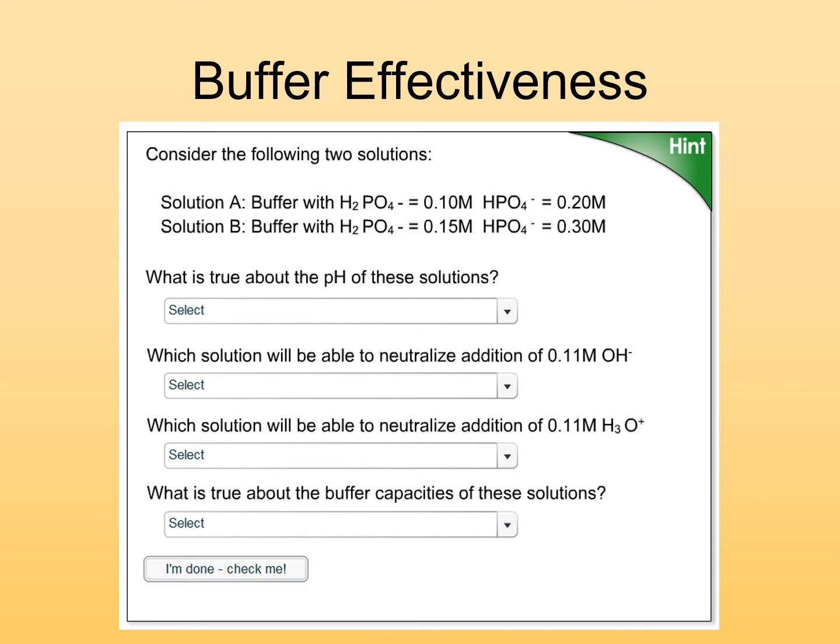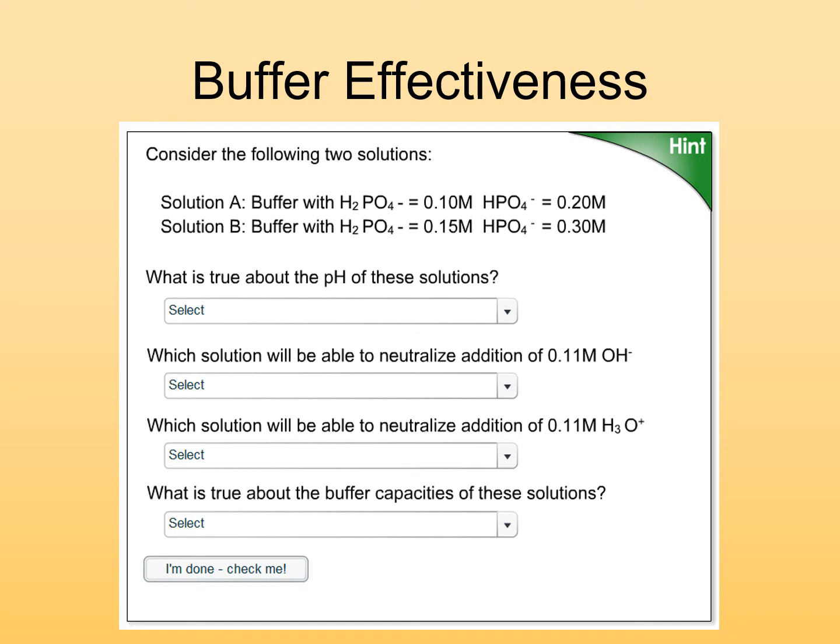But in solution B, you have 0.15 molar H2PO4, which can neutralize 0.11 molar hydroxide. So this second answer should be solution B. The third question wants to know which solution will be able to neutralize the addition of 0.11 molar hydronium. So this is our acid, so it's reacting with the base part. Well, if you notice, both of these values are above 0.11. So both of these will be able to absorb that much acid.